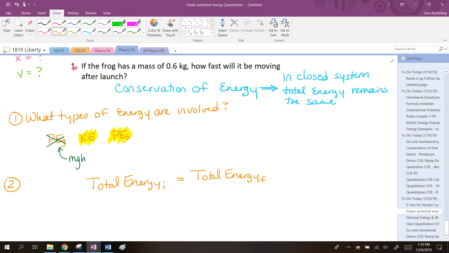Every single time. What types of energy are involved? Total energy at the beginning equals total energy at the end. So now we're just going to write it out. We've got kinetic energy at the beginning plus spring potential energy at the beginning has to equal kinetic energy at the end plus spring potential energy at the end.